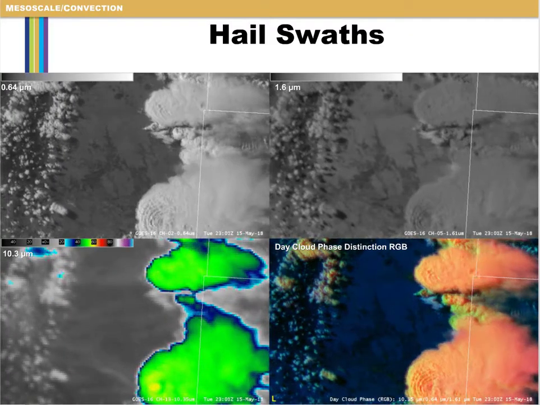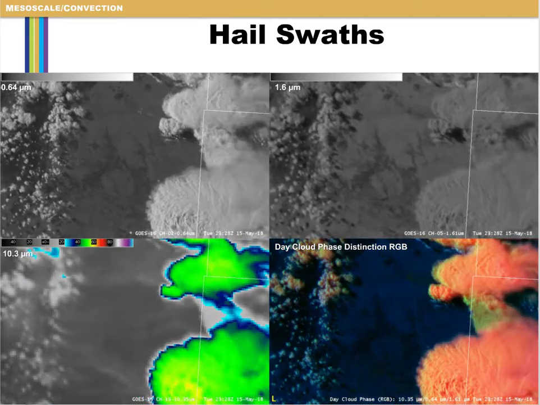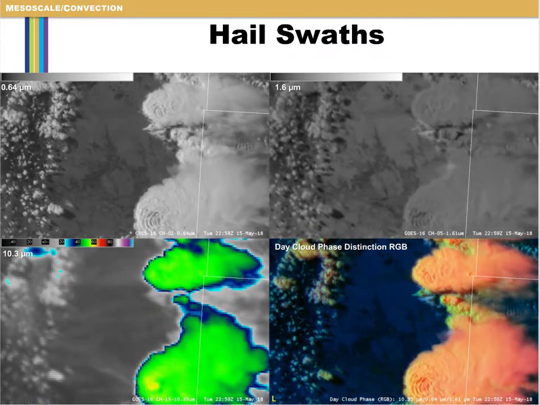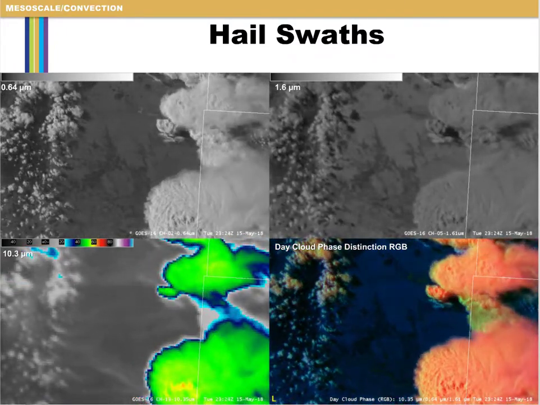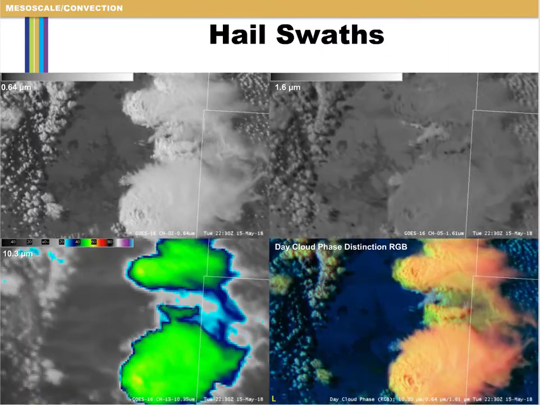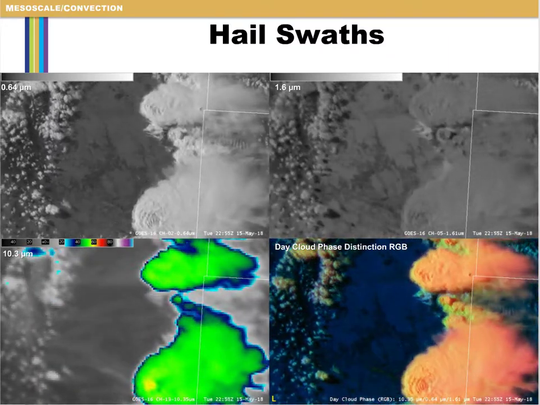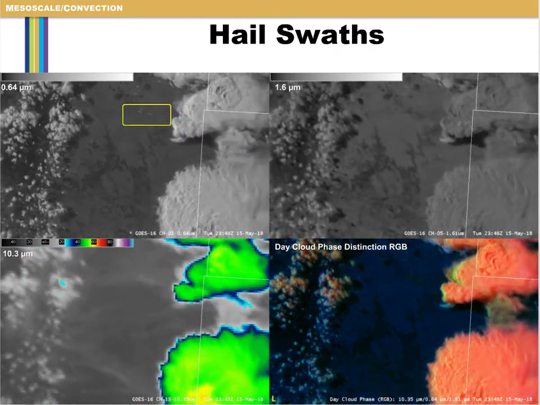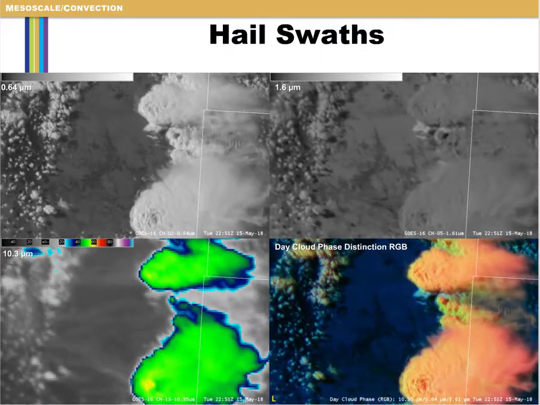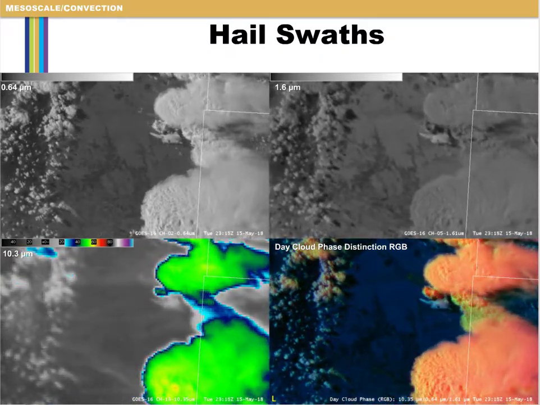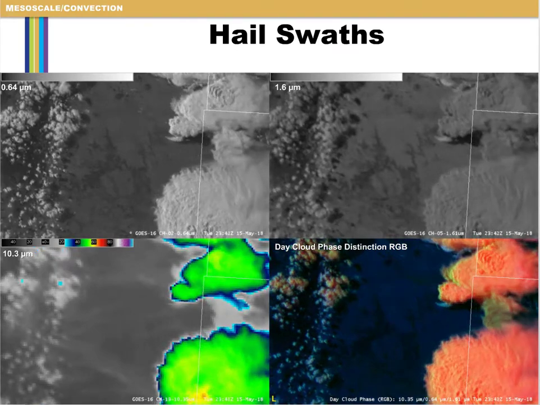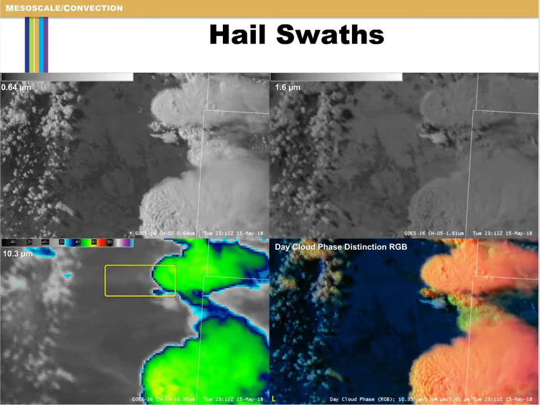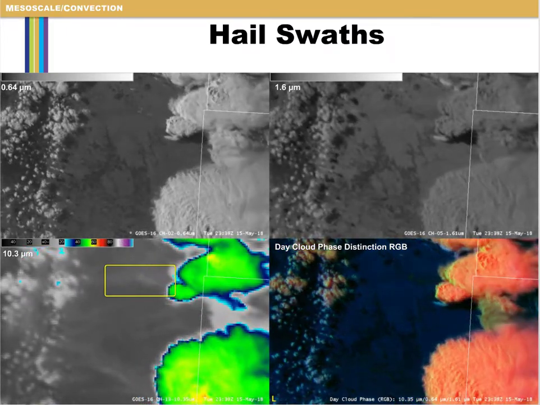At times, you may be able to observe hail swaths on the ground in the wake of hail-producing thunderstorms. In this example, we examine the day cloud phase distinction RGB, along with the three bands the RGB is comprised of. Hail swaths in the visible imagery appear white since it is quite reflective. However, at 1.6 microns, the hail swath absorbs radiation readily, making it appear dark at this wavelength. At 10.3 microns, the hail swath is colder than the surrounding ground. Therefore, it will have colder brightness temperatures in contrast to the surrounding warm ground.